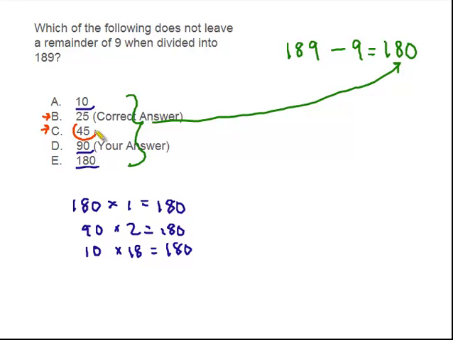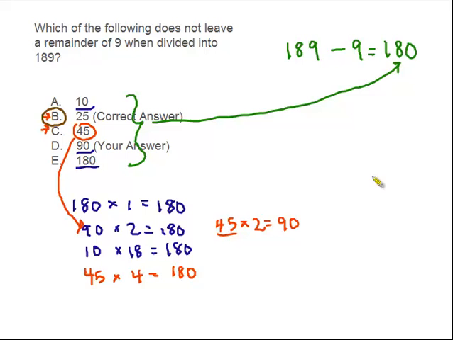Well, for C, we know 45 goes into 90, right? 45 times 2 equals 90. And since 90 goes into 180, that means 45 is going to go into 180. 45 times 4 equals 180. Which leaves us with B. And so just to check, we can go ahead and do long division real quick.